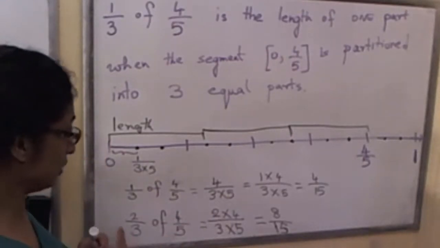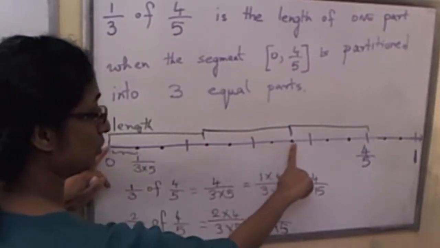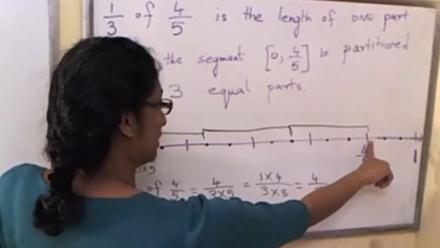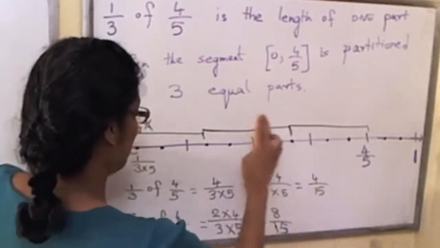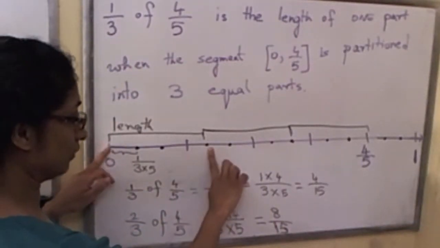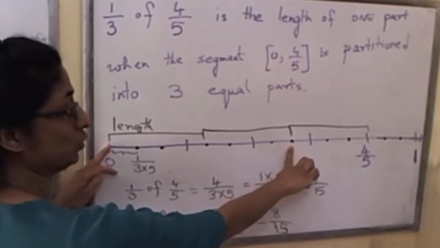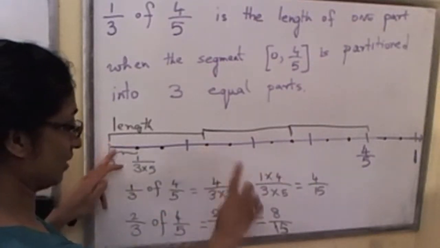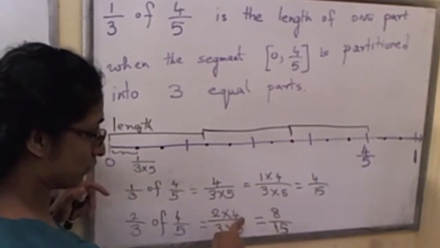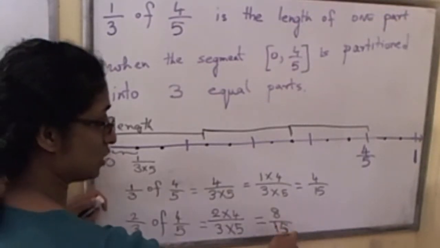And 2/3 of 4/5 would be the length of two such parts. So we divide this segment from 0 to 4/5 into 3 equal parts, and 2/3 would mean the concatenation of two such parts, and the length of the concatenation of two parts. So we said this length is 4 over 3 times 5. So this length would be 2 times 4 over 3 times 5. And we can easily calculate that to be 8 over 15.